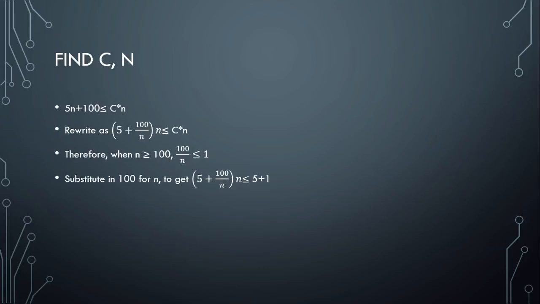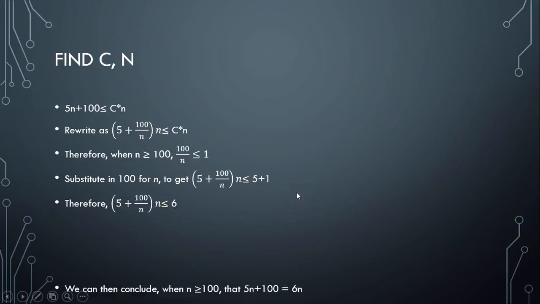We substitute the 100 into n to get 5 plus 100 over n, times, parentheses, n is less than or equal to 5 plus 1. Right? And how did I get that 5 plus 1, you might wonder? Well, if we plug in 100 here, this would be 100 over 100, which is 1. So now I know that this is 5 plus 1, so that's what replaces this side of the inequality. This side doesn't change, but when I plug that 100 in, that's how I got the 5 plus 1. Therefore, I can simplify this. I keep the left side still, 5 plus 100 over n, parentheses n, less than or equal to 6n. All I did was simplify that side.